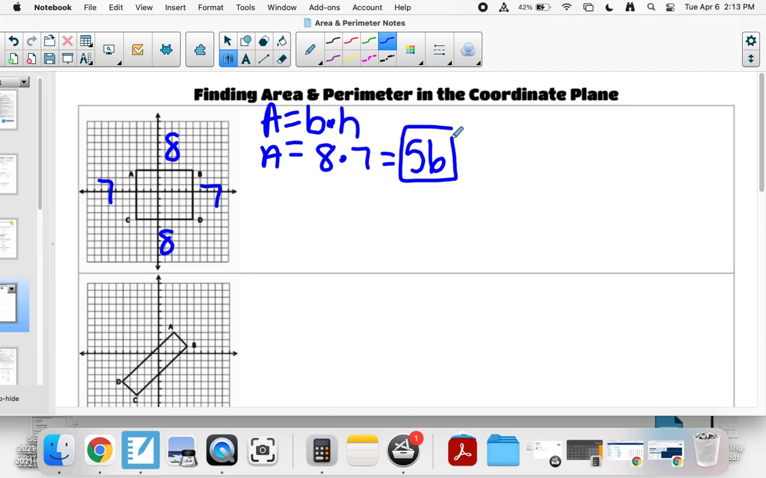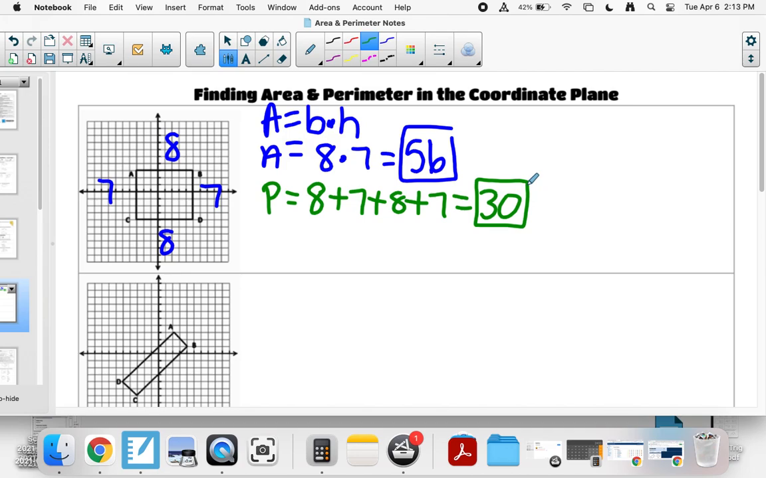Perimeter. Okay, to find the perimeter, what am I doing? Adding them all up, right? Which equals 30. Does it really? 8 plus 7 plus 8 plus 7. It's 16 plus 14.